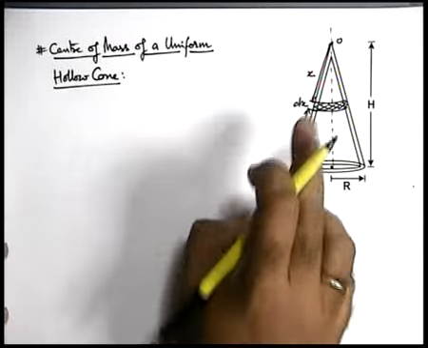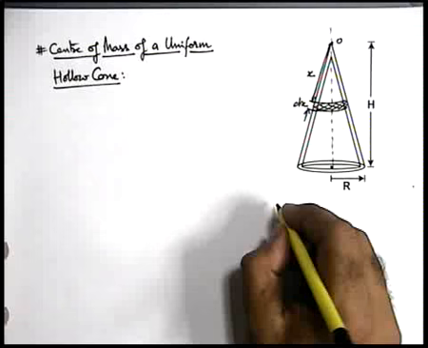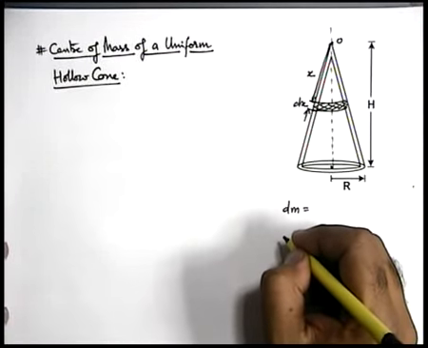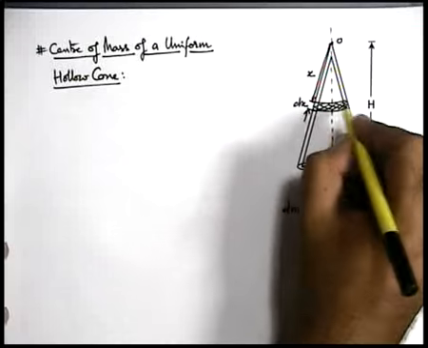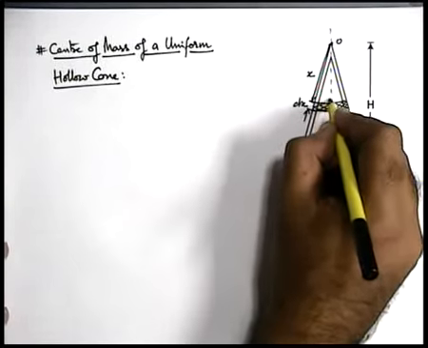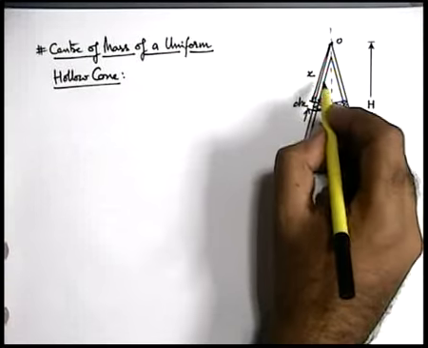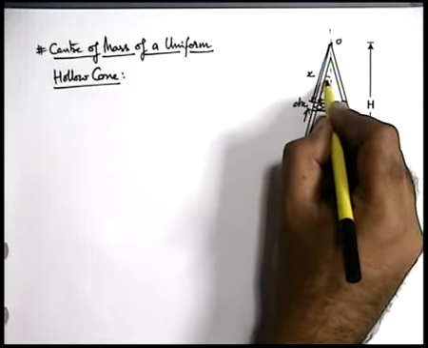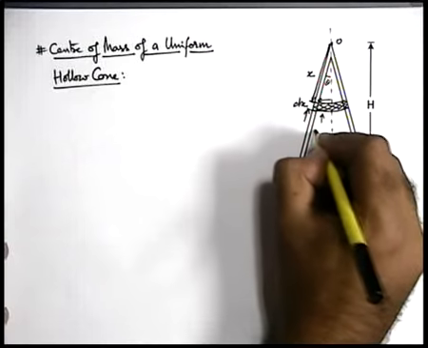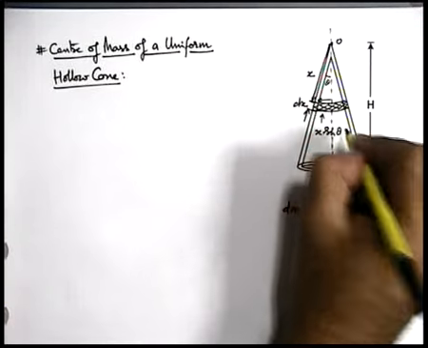In this situation, if I find out the mass of this elemental strip dm, your mass can be given by mass per unit area multiplied by the area occupied by this ring. Now in this situation, the radius of this ring can be written as x sine theta, if theta is the half angle of this cone.